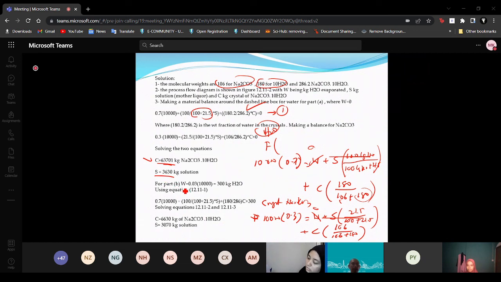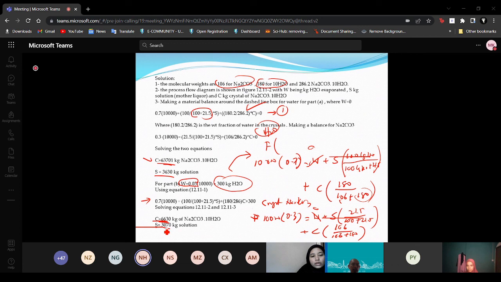For part B, they mention that evaporation is 0.03. So you find W as 0.03 times 10,000, so 300 kilo comes out as H2O. So you change it here, in the balance on H2O. The crystal balance is not touched at all. It will not affect anything because no crystal is evaporated. So you change it back, solve simultaneously, then you get crystal now.